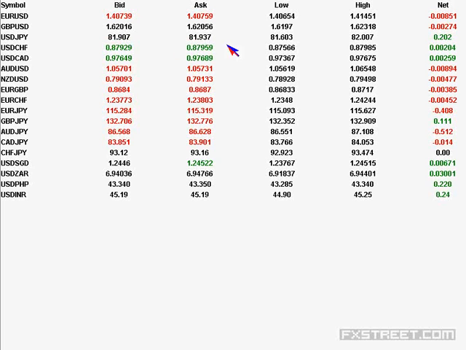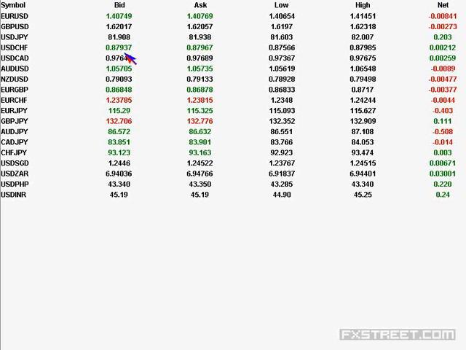In the case of USD Yen, 81.90, 81.93 are the current levels, 81.60 is the low, 82 is the high, and 20 pips positive net change is seen. So when euro and GBP are showing negative net change, USD Yen is showing positive net change, but a nominal positive net change. So you come across USD gaining moves in the three currencies.